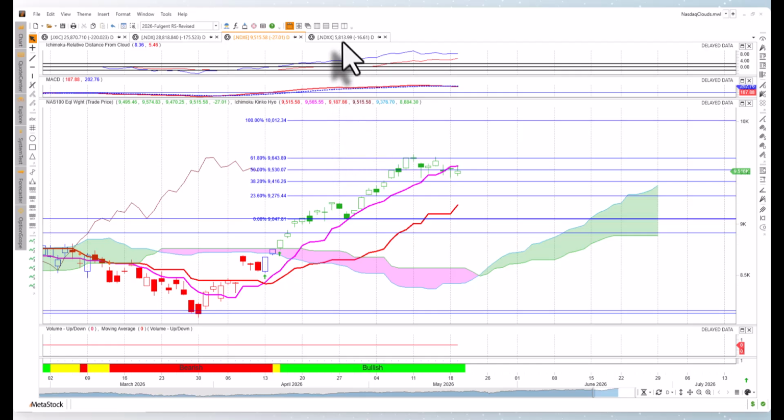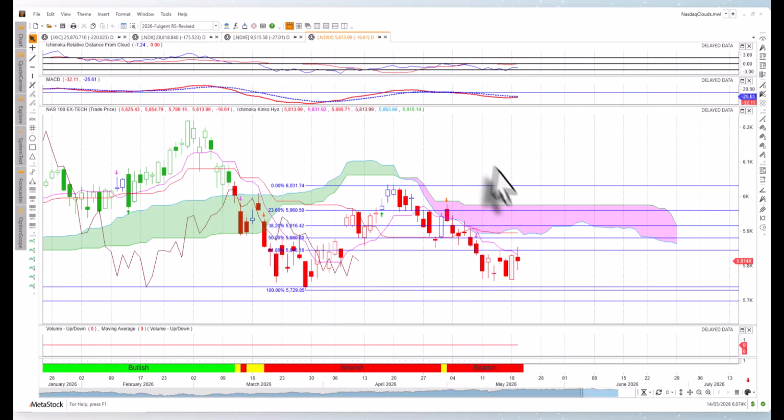But the risk factor here is really in the Nasdaq excluding tech. We're not in a bullish state there. We're still bearish. We've been bearish since March basically. When it's sitting at the bottom of the cloud, price action below the cloud is bearish from an Ichimoku cloud chart perspective. So there's downside risk towards this low in this market.